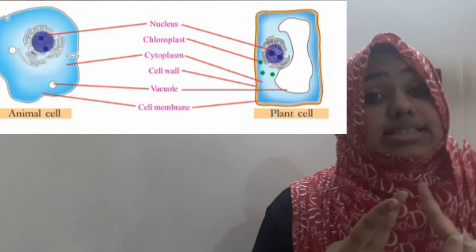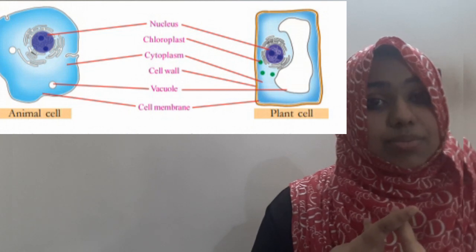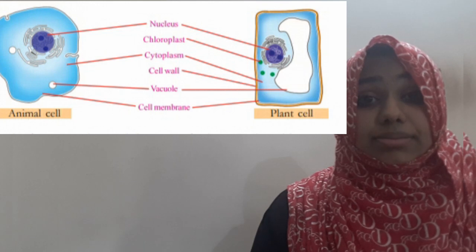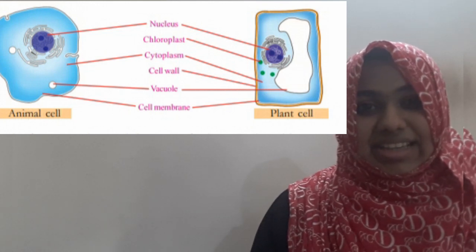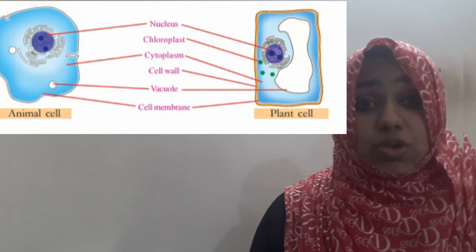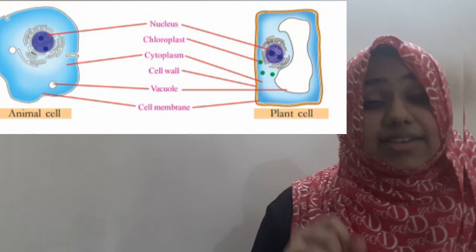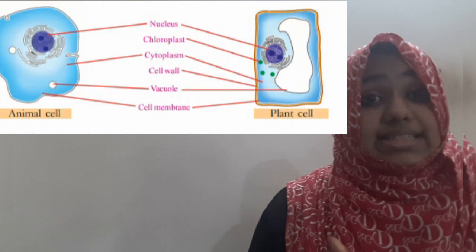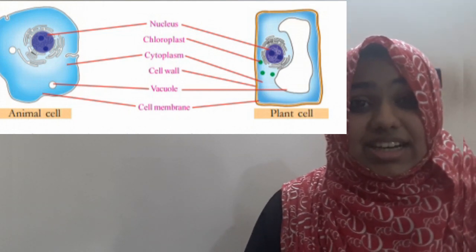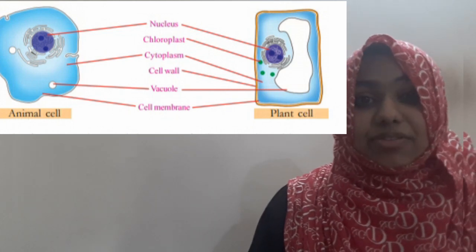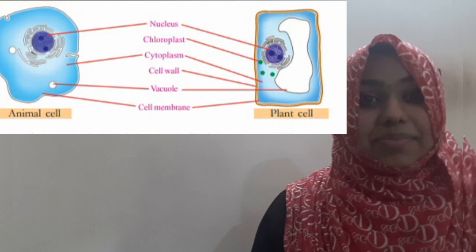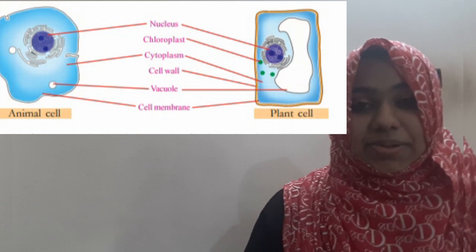Chloroplast and cell wall. Both are not present in the animal cell. They are only there for the plant cell, right? And which component is big in size for the plant cell? The vacuole. Animal cells have small vacuoles and plant cells have bigger vacuoles. Is it clear? So we will learn about this and we will write it down in the next class about the animal cell and plant cell. Okay, dear children?